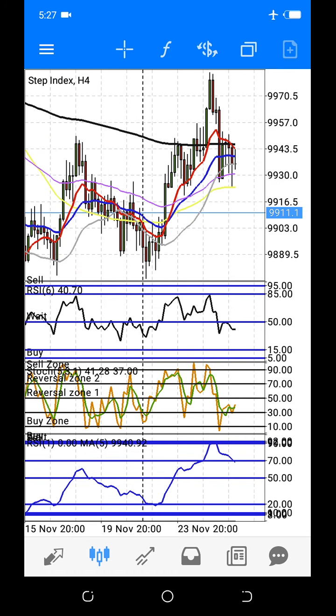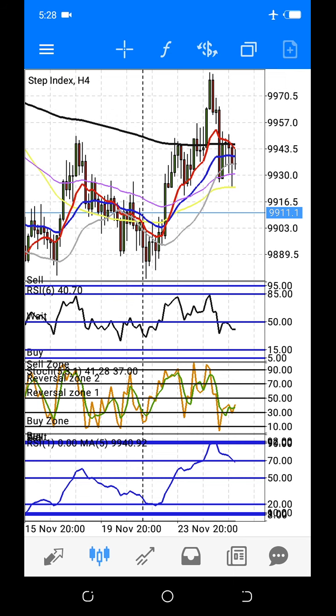Let's look at Step. I'm not able to capture Step because I had to freeze this. But in summary, whatever I've said about V75 applies to Step exactly. It's the same thing, the same entry, just like I would have used Step to do my explanation. So if you can trade V75, you can trade Step.